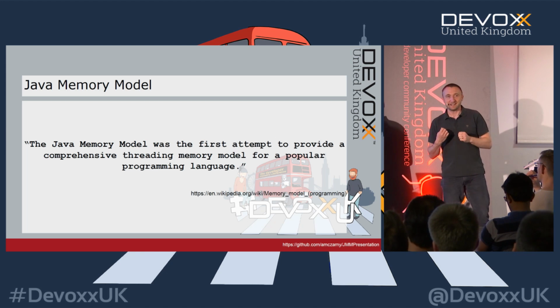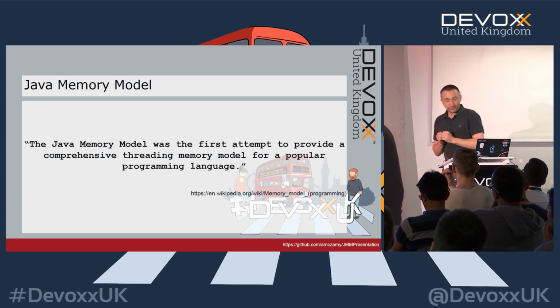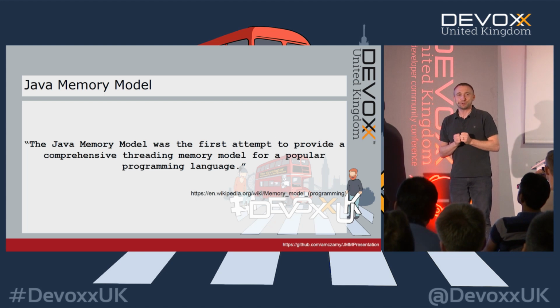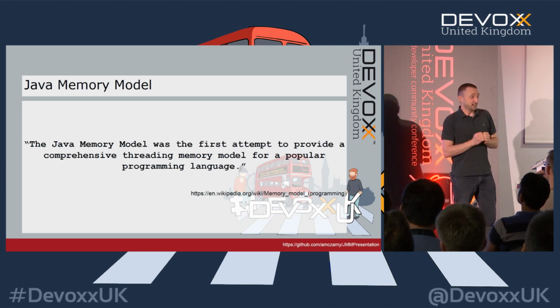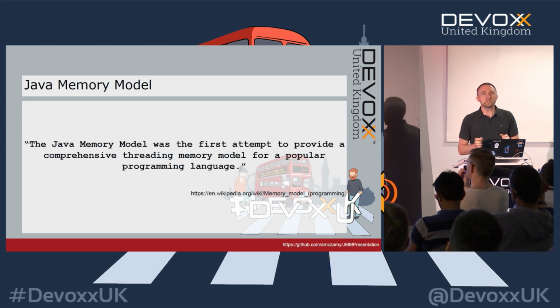And we are quite lucky in the Java world that we have the first memory model in a modern programming language. As you can guess, the problem is quite complex. So the first memory model was a little bit broken. Is anyone using Java 1.4?